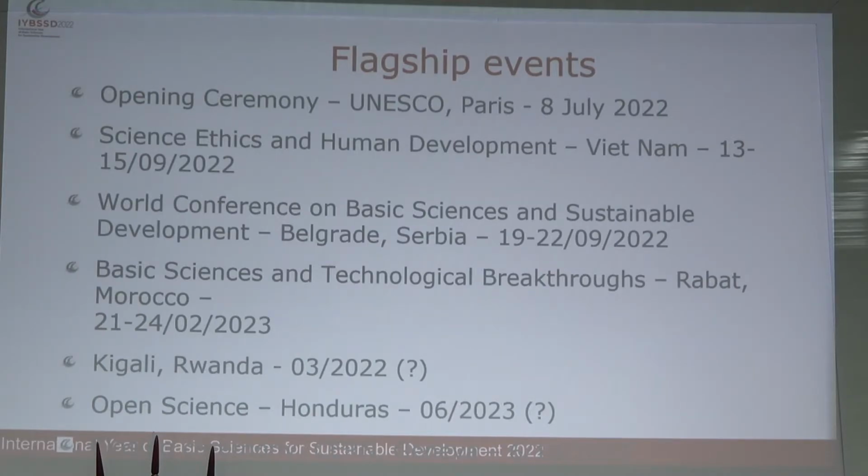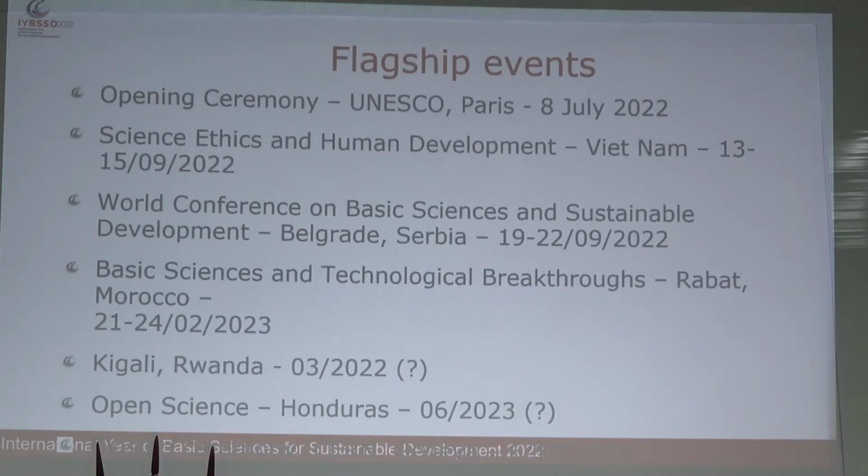There will be an event, the date is still debated, in Kigali, Rwanda, a big event for Africa. We're also preparing a big conference about open science in Honduras in June 2023. The date is not yet determined. And what you cannot read, but that I know by heart, is that the closing ceremony will be held at CERN, in Geneva, on the 6th of October 2023.